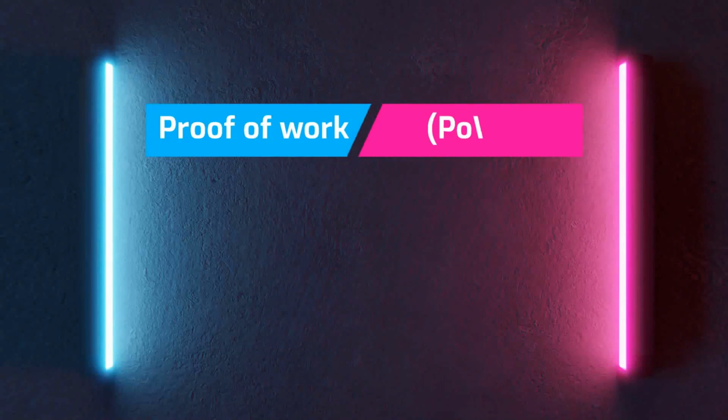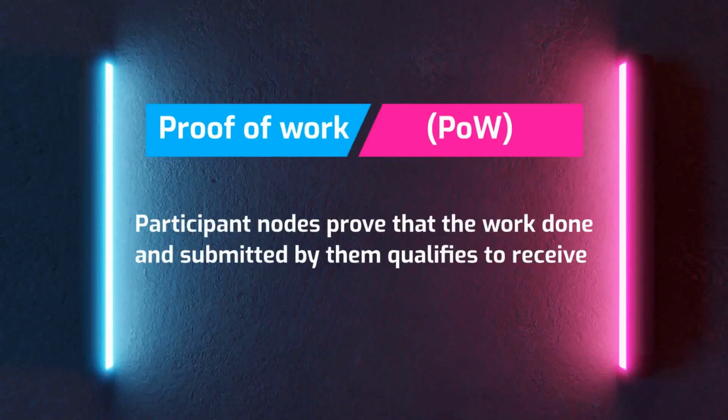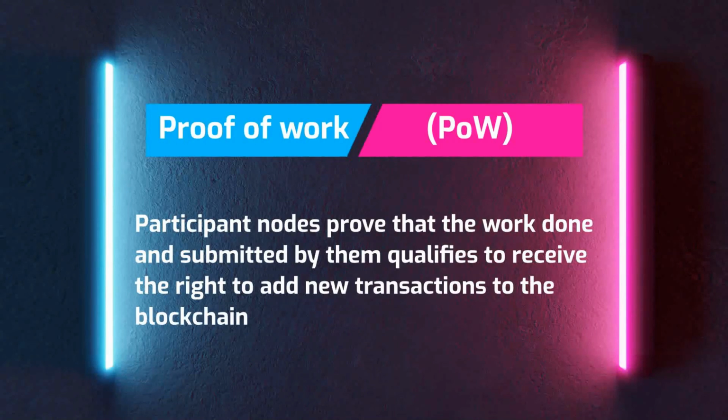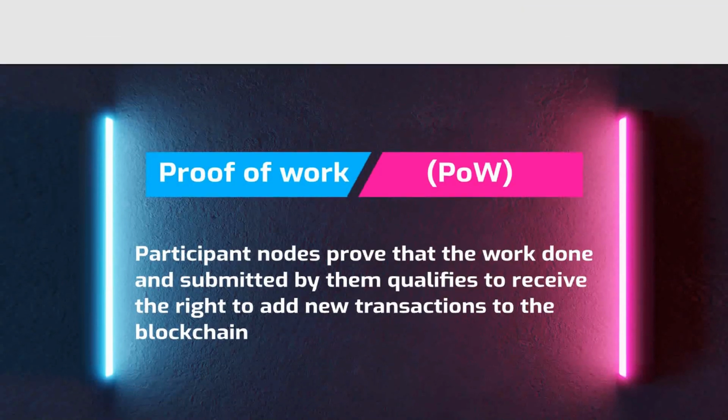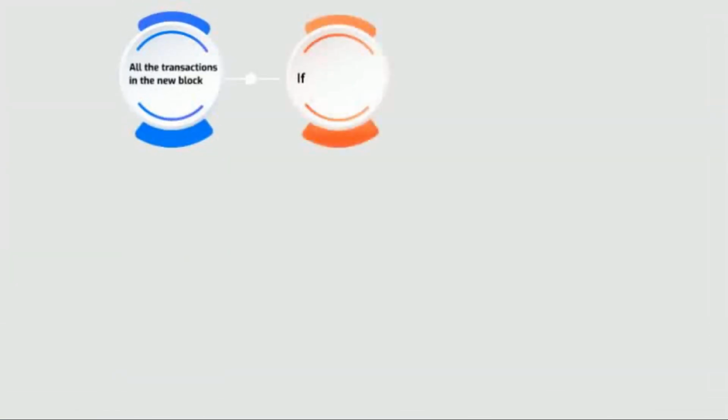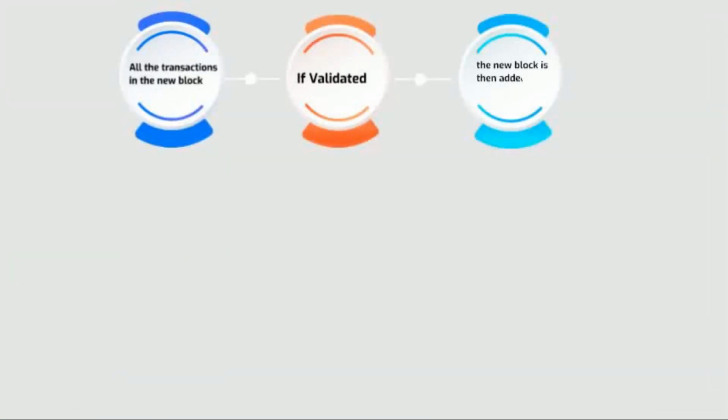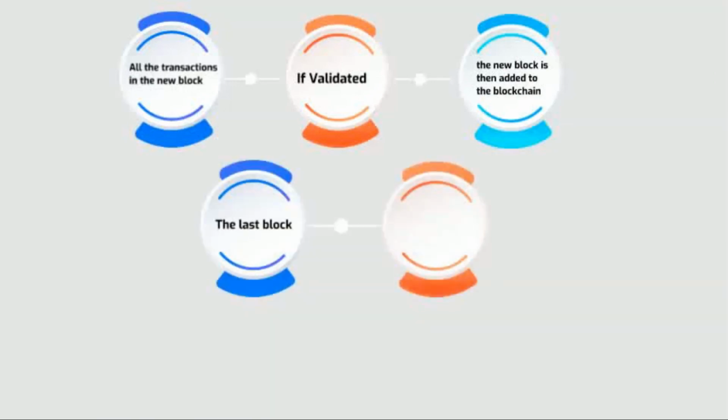The proof of work is a common consensus algorithm which requires a participant node to prove that the work done and submitted by them qualifies to receive the right to add new transactions to the blockchain. All the transactions in the new block are then validated and the new block is then added to the blockchain. Note that the block will get added to the chain which has the longest block height.